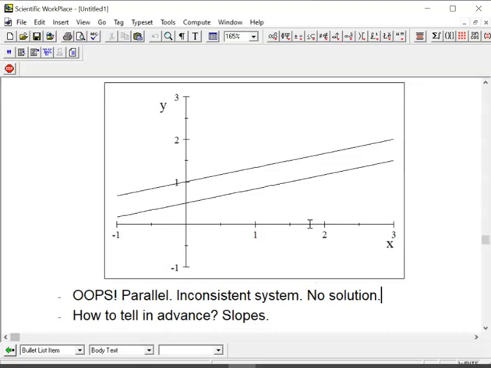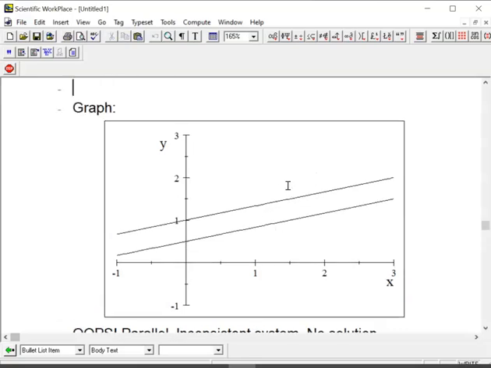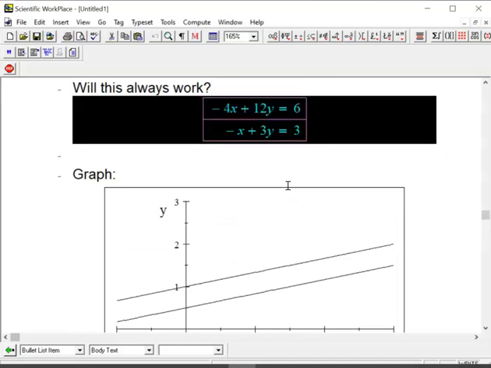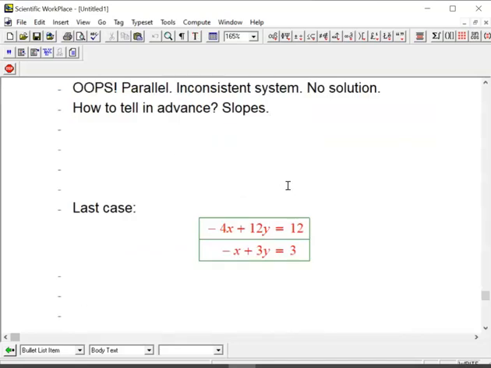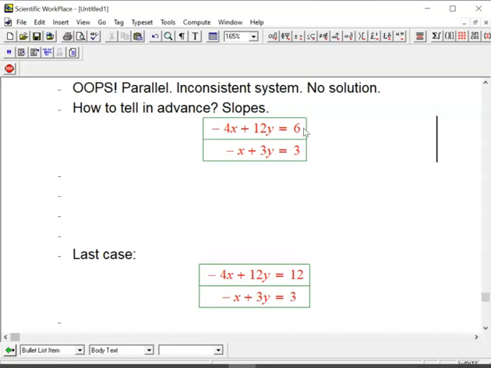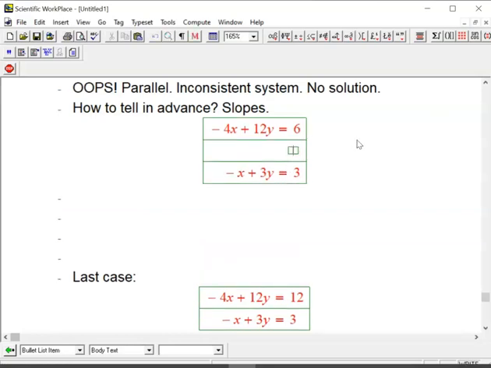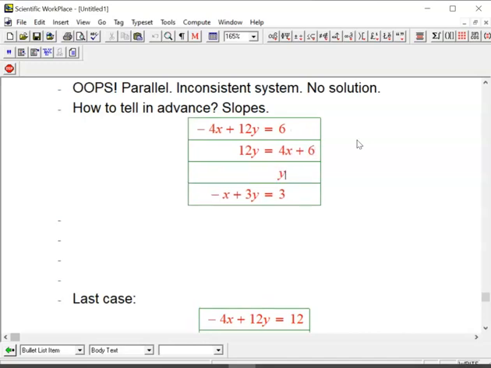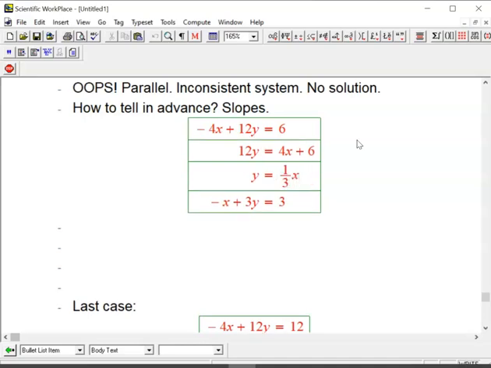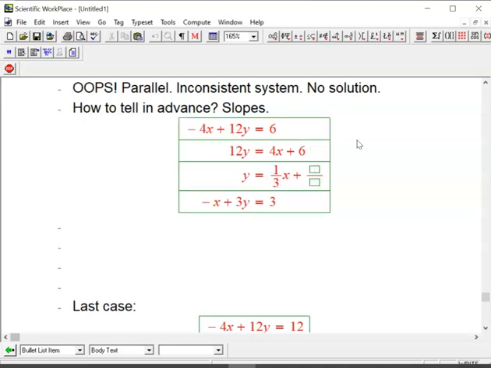And how would we have been able to tell this in advance? And how could we be really sure that they're perfectly parallel, not just seemingly parallel? Because we don't want to trust the graph there. We can do that by finding the slopes. We know exactly when two lines are going to be parallel: if they have exactly the same slope. So that's 12y equals 4x plus 6. Just don't bring that over. Divide by 12. And then we get 1/3 x plus 1/2.